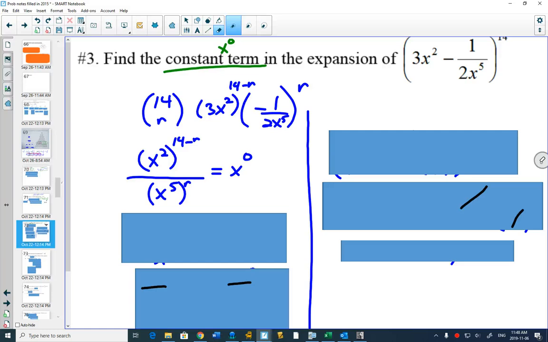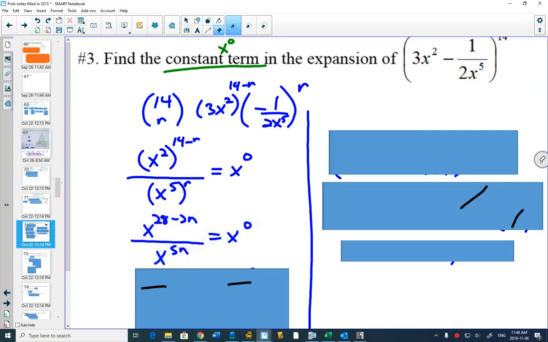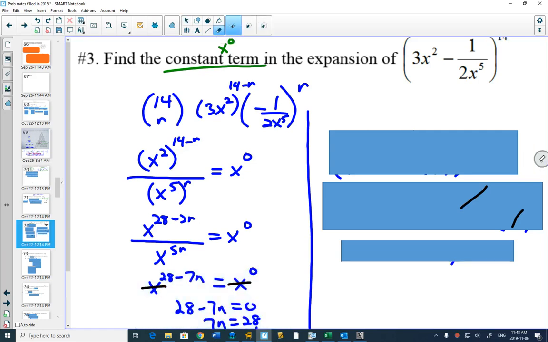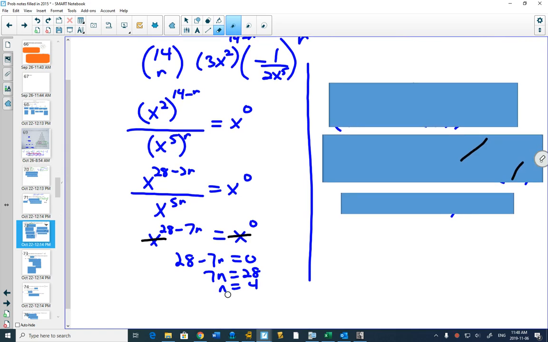Once we have this, you can use your exponent laws. Exponent to an exponent means that you multiply, and then dividing your exponents means that you subtract. Beautiful. And solving that equation, once you've got your left-hand side to a single power, x to the power of 28 minus 7r, and the other side is x to the 0, it will have to be that your exponents are the same. And then it becomes easy to solve that r must be 4.